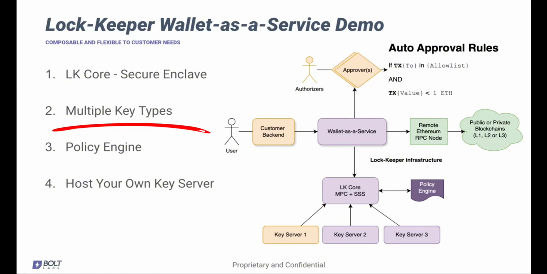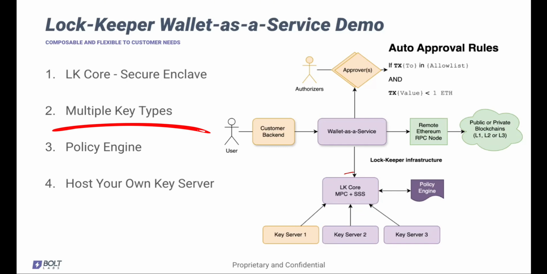Number 2, customers can pick from multiple key types based on their desired performance. On one hand, we have Shamir secret sharing, which splits a private key into shards, encrypts them, and the Lockkeeper core distributes those encrypted shards to multiple key servers.